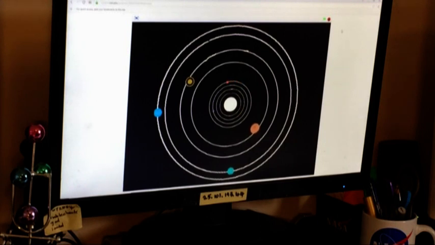Hello, today I'll be showing you a program that I developed using Scratch that accurately simulates the orbital periods of planets in our solar system compared to each other. The length of time it takes for our planet to do a full orbit around the Sun is called an orbital period.